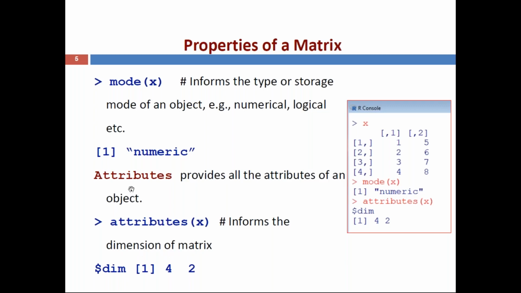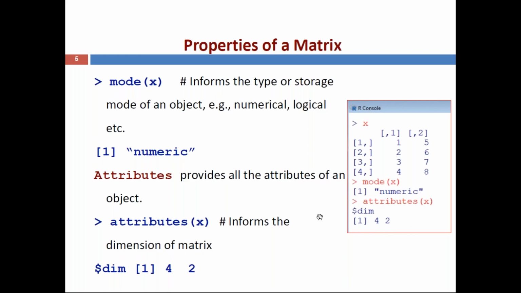Now, whenever you call attributes of the matrix name, it informs again the dimension of the matrix. So attributes directly calls dimensionality, and it displays the dimension of the matrix. The output of dim and the output of attributes are both the same, producing the dimension only. In our previous example matrix X, if we call attributes of X, then it calls dimension. So here $dim, then what is the dimension of the matrix X? 4, 2. This is the output.